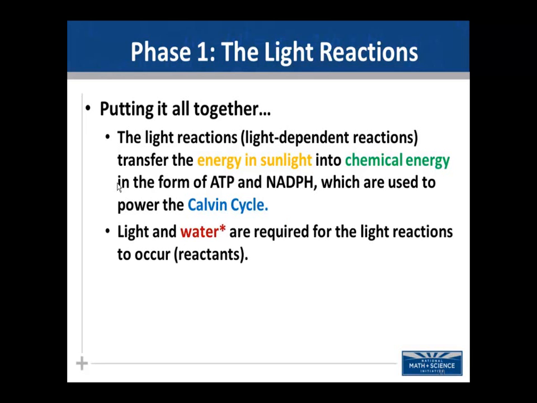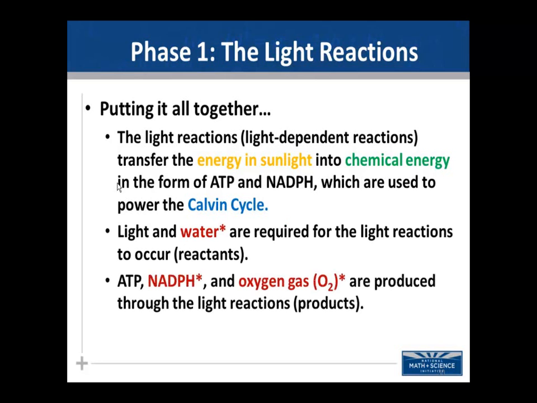Light and water are required for the light reactions to occur. Those are the reactants. ATP, NADPH, and oxygen gas are produced through the light reactions. Those are the products of the light reactions. Now, 3 of these things have asterisks next to them: water, NADPH, and oxygen gas. Any idea why?